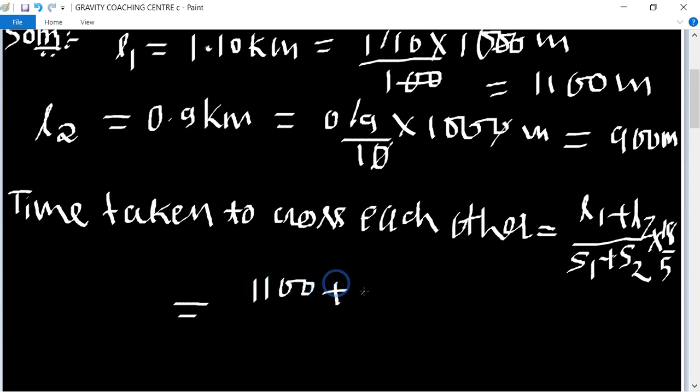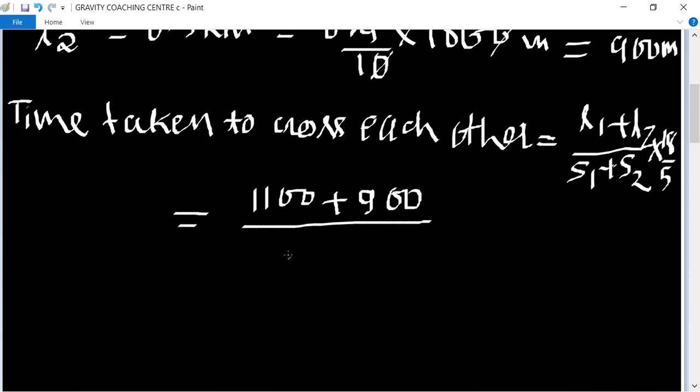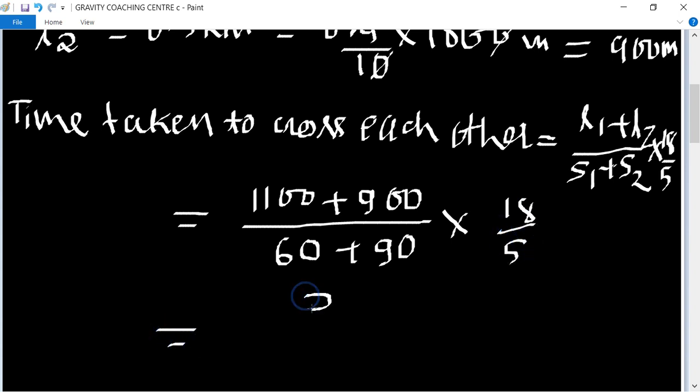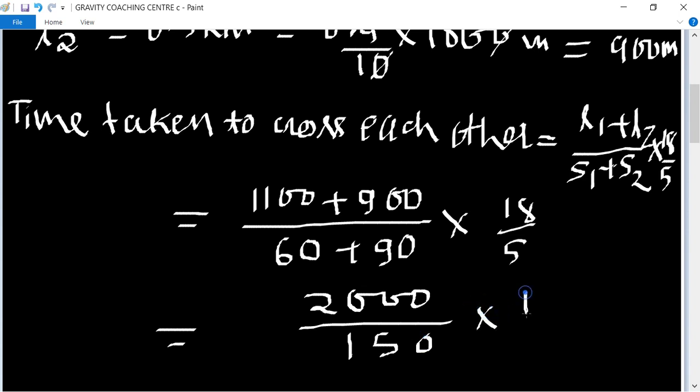Equal to the length of the first train, which is 1100, plus the second train, which is 900, and the speed of the first train is 60 km per hour and the speed of the second train is 90 km per hour, into 18 upon 5. Equal to 2000 upon 150 into 18 upon 5.